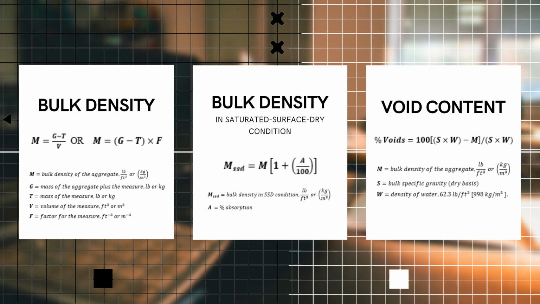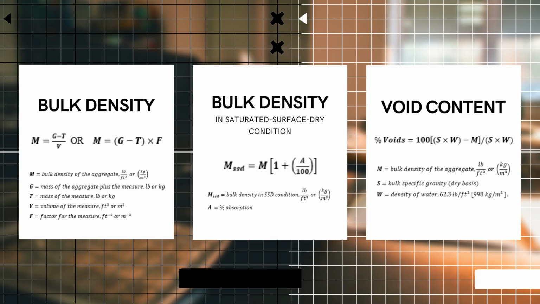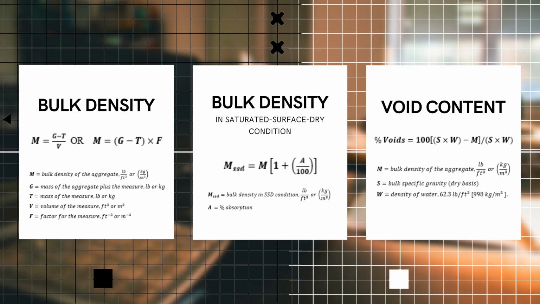For the third formula naman, ito yung void content. So, for the formula of void content, percentage of void is equals to 100 multiplied by S times W minus M over S times W. So, yung M, yun yung nakuha natin kanina or makukuha natin through the first formula na bulk density. And yung S naman, ito yung bulk specific gravity na dry basis. Ito, makukuha natin to through the, yun din, test method ng C127 na madidiscuss later on. Next is yung W. Ito yung density of water na nakuha natin sa first part dun sa calibration of measure. Yung may equivalent na density of water yung makukuha nating temperature.